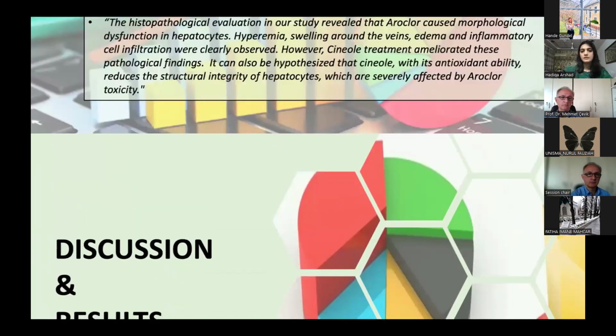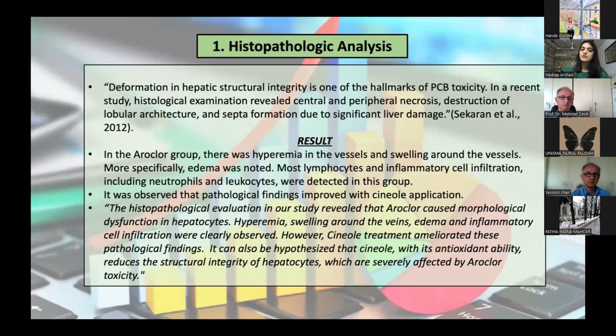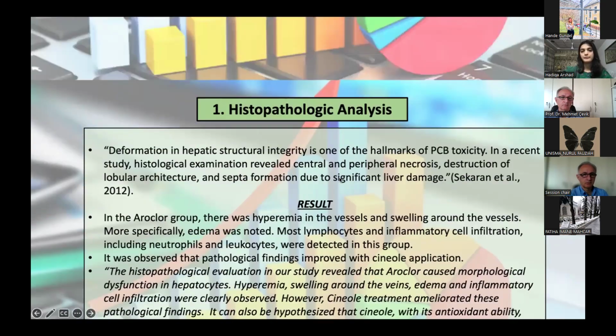Let's talk about our results. If we talk about the histopathological analysis, we checked if there was a severe kind of hyperemia, swelling around the veins, edema in the Aroclor group. But if we give it to the cineole, it has ameliorated the pathological findings, which can be hypothesized that cineole, which is antioxidant, preserves the structural integrity of the hepatocytes, which are severely affected by the Aroclor.